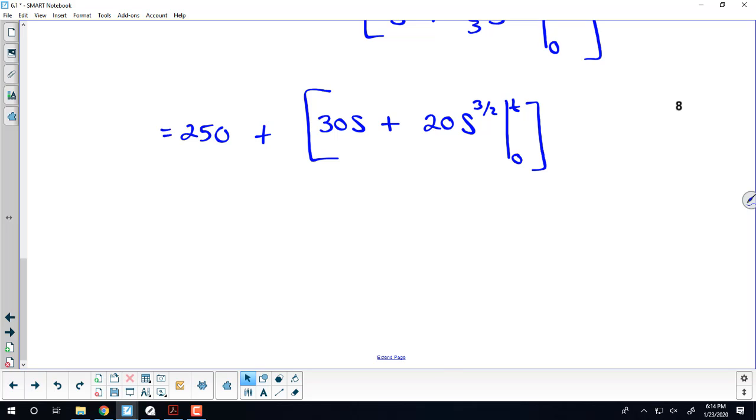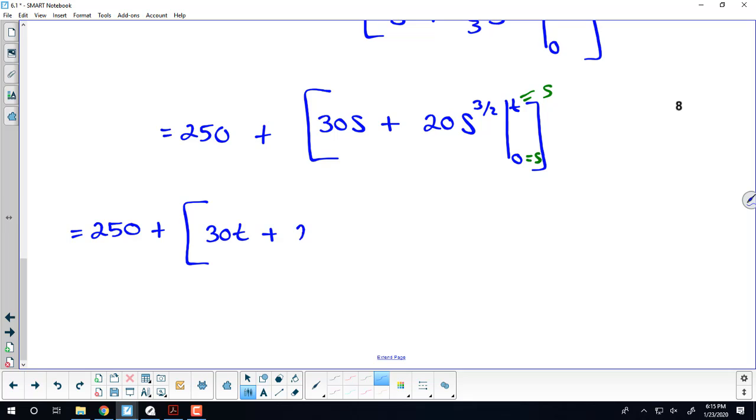Okay, remember the 0 to t, in this instance, since we've chosen s, those are s values. So we've got 250 plus this quantity, 30t, plus 20 times t to the 3/2. The upper limit, minus all of that at the lower limit would just give us 0. So we'll just straighten that here. So there's our function of t.